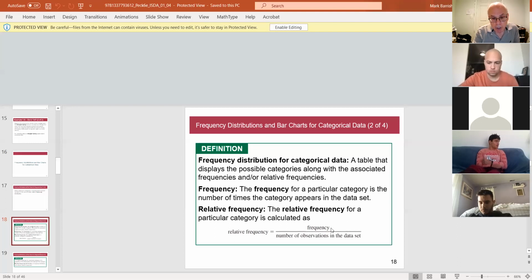To find the relative frequency, for a particular category, you just take your frequency, the number of people who chose that, being Democrat, for example, and then you divide by the total number of people in the data set. That would be the total number of people you asked the question to in the sample. And that's called a relative frequency. It's a percentage, right? It's a proportion. All right, so hopefully that's clear to everybody what a relative frequency is.